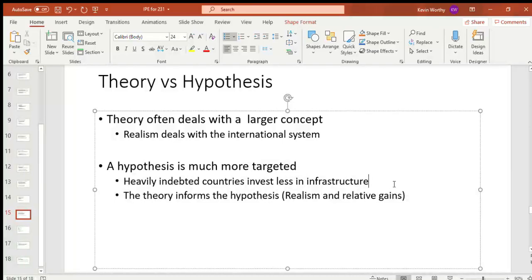The theory informs a hypothesis. So if you're thinking, oh, heavily indebted countries won't invest in infrastructure, what theory is driving you is realism. If you're coming from a realist theory, you're saying, okay, well, states are worried about relative gains.